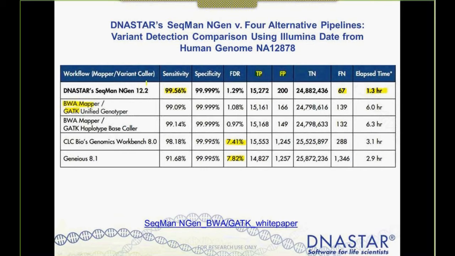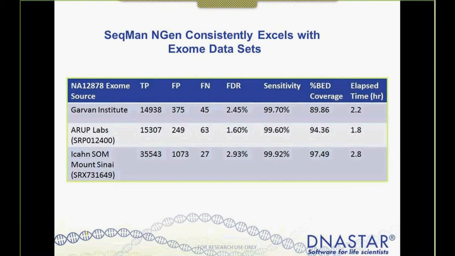So again, this is human exome NA12878. This one's from, I believe, the Garvan Institute. We also ran this on additional exomes, just to see how consistent the result is, because different capture techniques have slightly different error profiles and depths of coverage. So we did the same thing with the Garvan Institute, the ARUP Labs, and the Mount Sinai exome. You can see the Mount Sinai exome is actually a much bigger capture. There's 35,000 true positives captured, so it's a bigger data set.